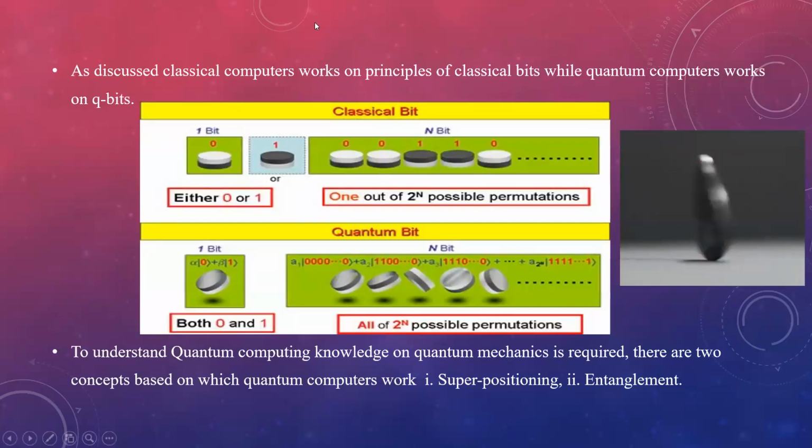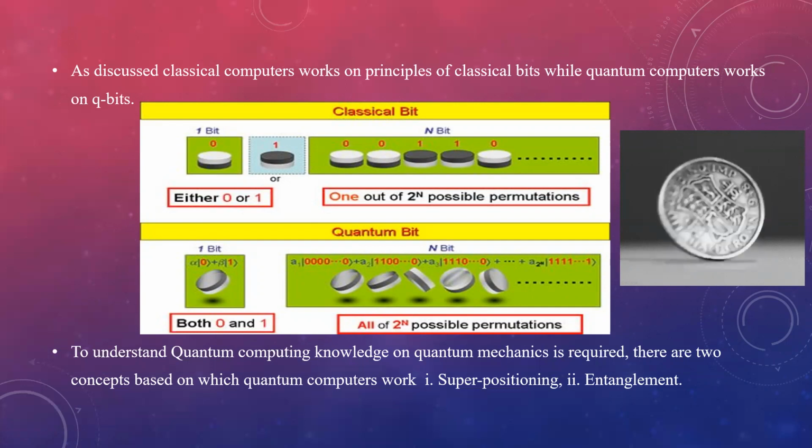So I already discussed that quantum computers use qubits, while classical computers and supercomputers use normal bits. As we discussed, classical computers work on the principle of classical bits, while quantum computers work on qubits. A classical bit is either 0 or 1. For example, if we toss a coin, the outcome is heads or tails. The first time it's going to be head or tail, and the second time the output is the same.